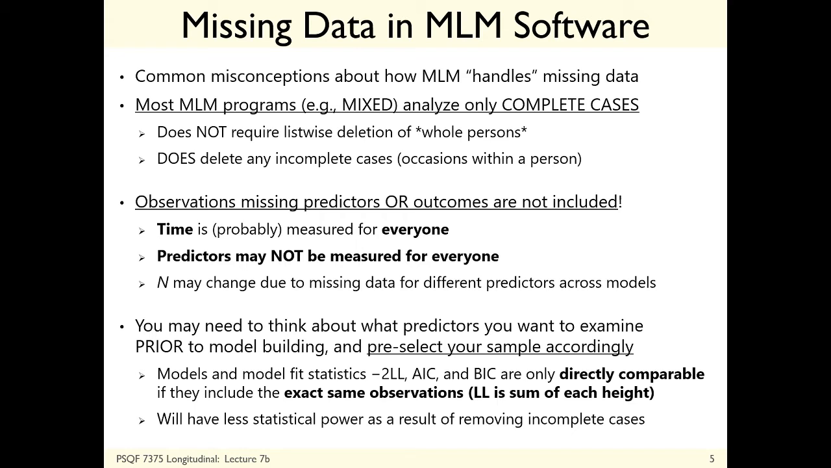-2 log likelihood is literally -2 times the sum of each person's height. So if you drop people, those heights are not comparable. Same with AIC and BIC. So those fit statistics that you use to decide what things to keep in your model are only valid to compare if it's the exact same sample. So if you drop cases by adding a predictor where the people who are missing the predictor are out of the model, your -2 log likelihood will decrease just for that reason.